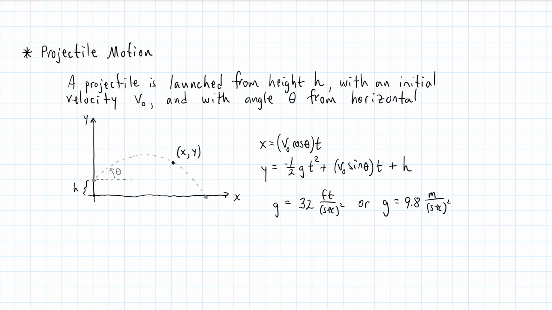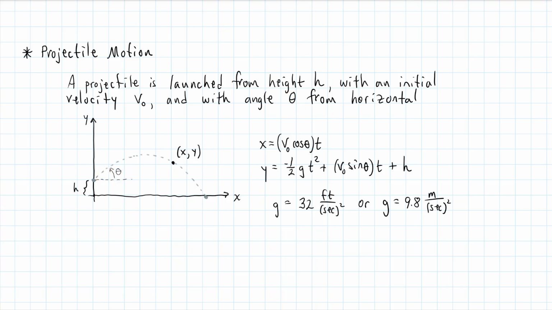So how fast was it launched? When it was projected out of whatever it was, maybe a cannon shooting a cannonball, what was the initial velocity of that cannonball? We need that. We're going to call that V sub 0, or V naught. And then we need to know what angle it was launched at from horizontal. Was it launched at a 45-degree angle, a 10-degree angle, an 80-degree angle? That's what theta is going to be, and that angle is from horizontal.